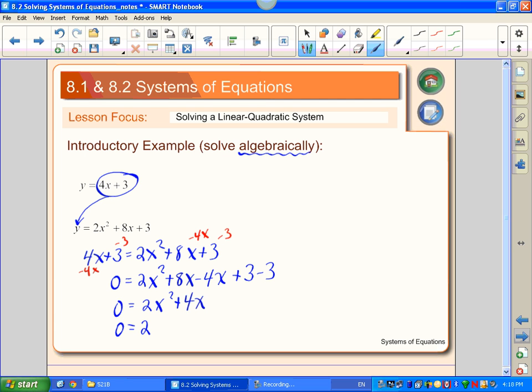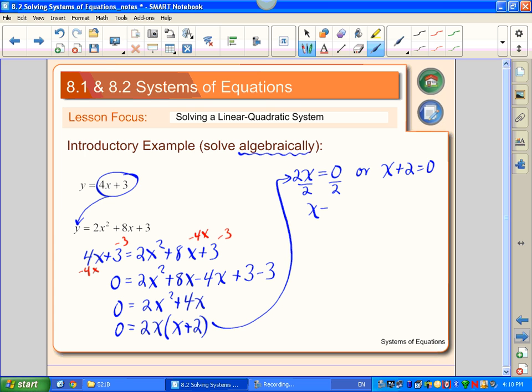And when I factor, I have 2x and then x plus 2. We have to remember, what does that information give us? Well, that tells me where x is equal to 0. Let me do this. 2x equals 0, or x plus 2 is equal to 0. When we do the math, we see that x is equal to 0, or x is equal to negative 2.